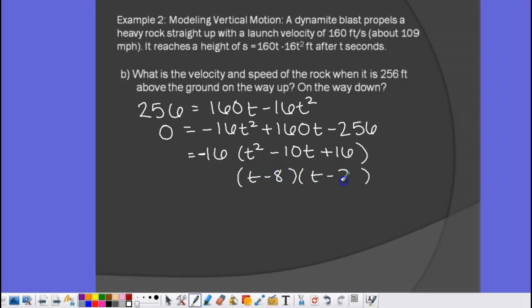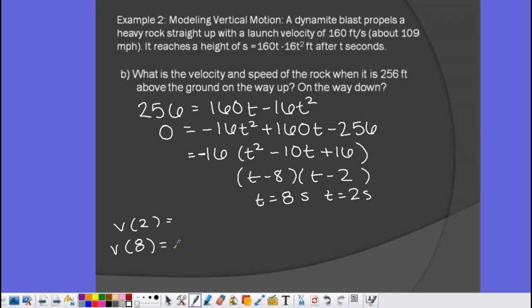Awesome. So that means the times these are occurring. So which one's the way up and which one's the way down? 2 is the up. 8 is the down. Okay, so we need V of 2 and we need V of 8. Are V of 2 and V of 8 going to be different or the same? The same with different signs.